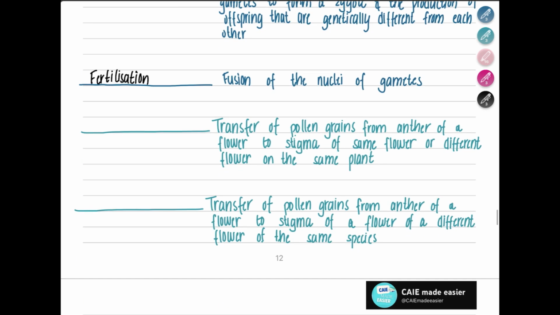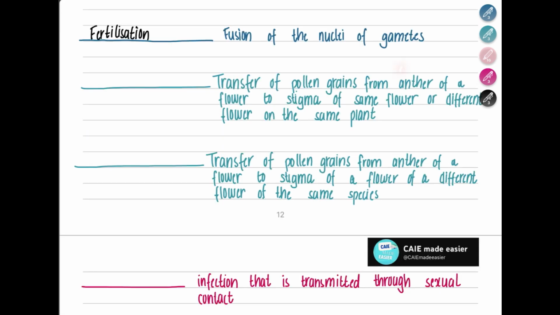Next, pollen grains. So this is obviously related to plants. Transfer of pollen grains from anther of a flower to the stigma of the same flower. Remember, anther is the male reproductive part of a plant, while a stigma is female, okay, of the same flower or different flower of the same plant. So this is going to be self-pollination.